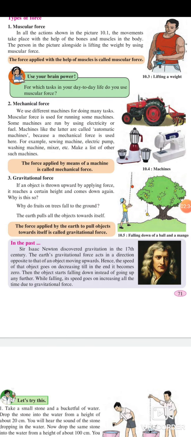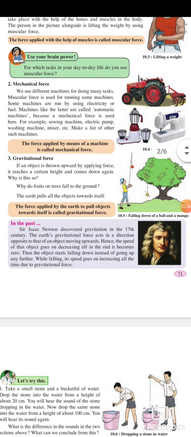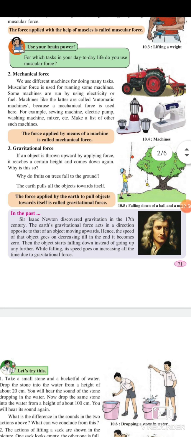Third, gravitational force. If an object is thrown upward by applying force, it reaches a certain height and comes down again. Why is this so? Why do fruits on trees fall to the ground? The earth pulls all objects towards itself. The force applied by the earth to pull objects toward itself is called gravitational force.